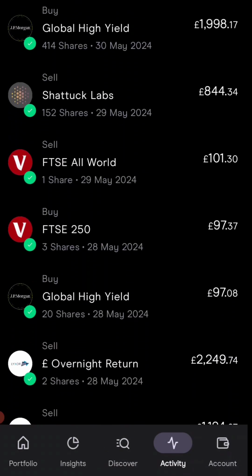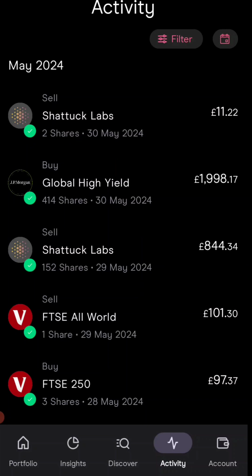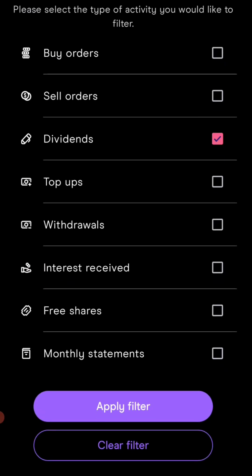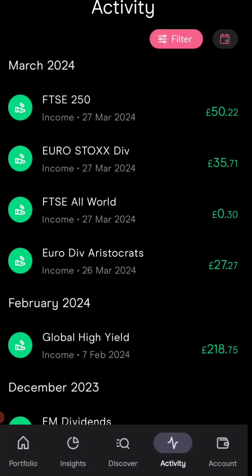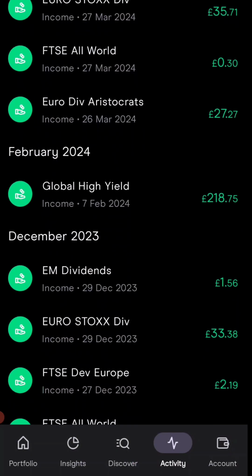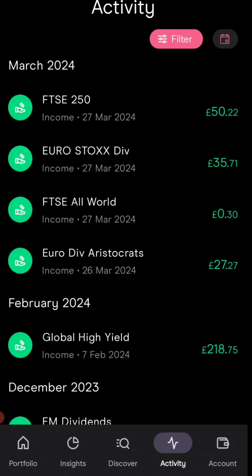So the activity list here gives what I've been doing, shares I've been buying, that kind of thing, and I can filter this, which is quite handy. So, for example, let me have a look at the dividends I've received, and there's various dividends I've received since I've had the SIPP open.